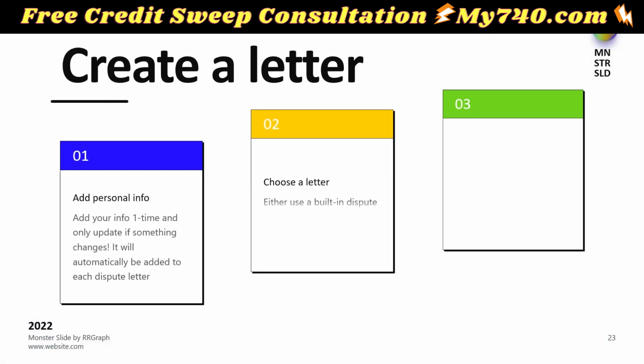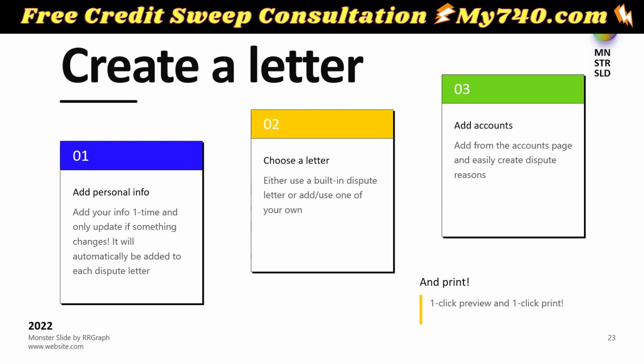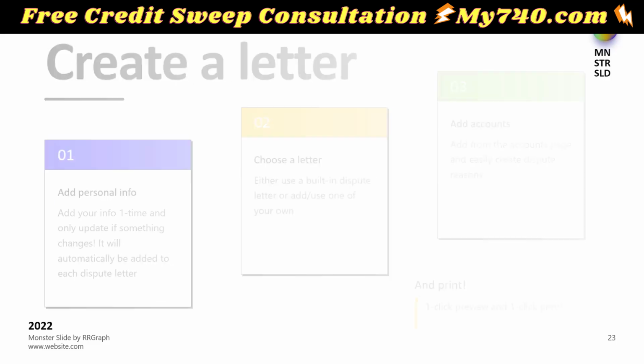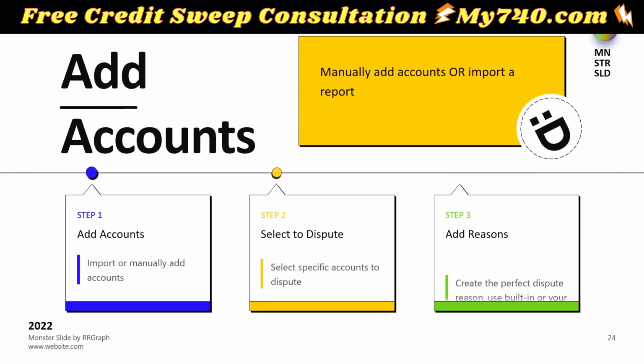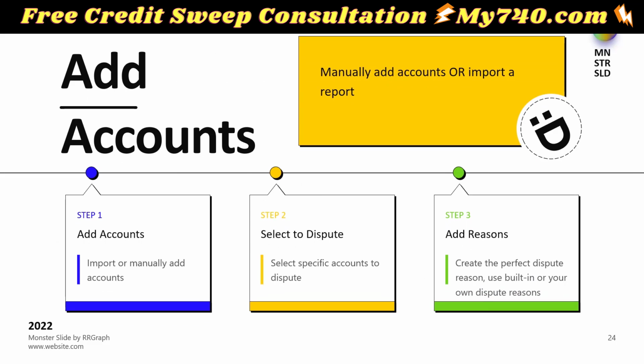Creating a letter is super simple and it only includes 3 steps. Step number 1 is adding your personal information. You only do it one time and it's going to be added to each dispute letter for you. Step number 2, choose your letter, either using a built-in dispute letter or you can add or use one of your own. And then step number 3 is adding the account from the account page and then easily creating your dispute reasons. Very, very simple to add your accounts, and this is either going to be manually or by importing an IdentityIQ or SmartCredit report.